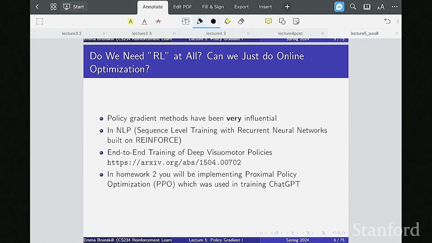Policy gradient methods have been extremely influential, particularly over the last 5 to 10 years. They're used in lots of areas. They're used for things like sequence-level training with recurrent neural networks. That was based on REINFORCE, which is an algorithm we're going to go through today. It has been used for end-to-end training of deep visuomotor policies. This was really influential work in the robotics community about a decade ago. I'm just going to show you a quick video of it.